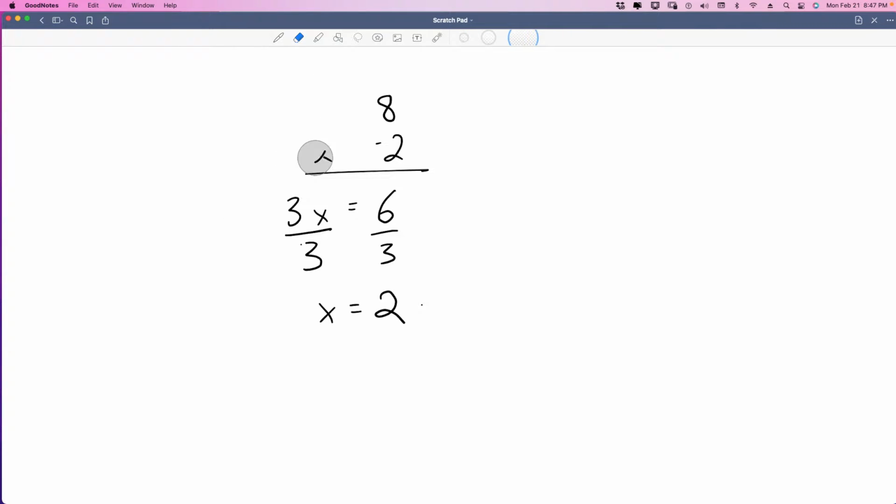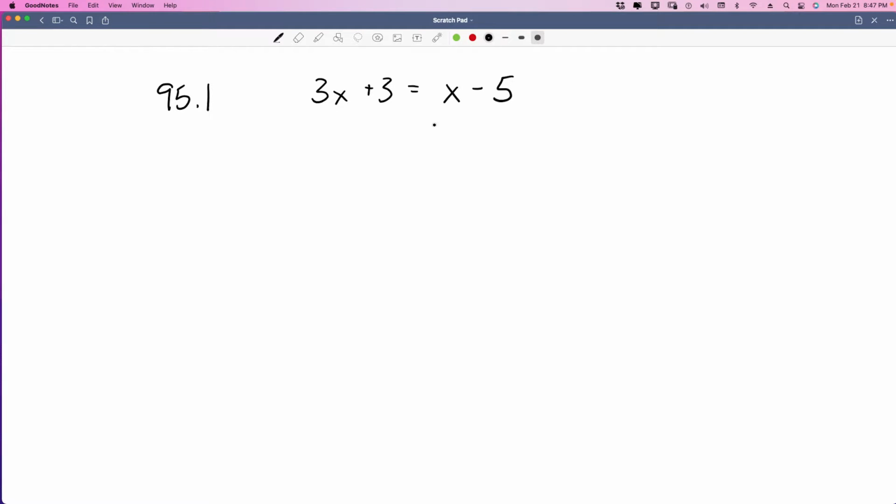But now we're going to get into a little bit more complex problem, and we're going to have variables on both sides of the equations. So let's jump into 95.1 here. And we have 3x plus 3 is equal to x minus 5.